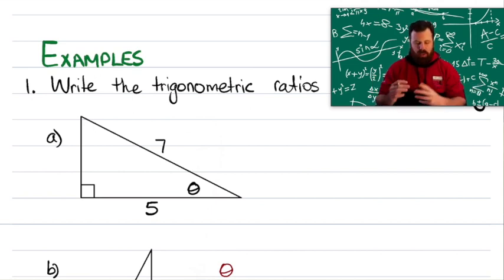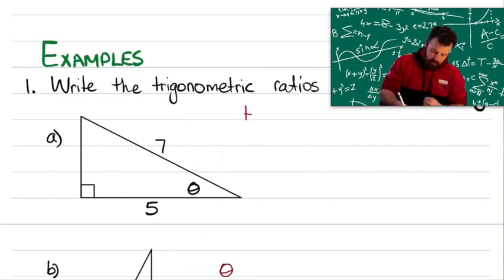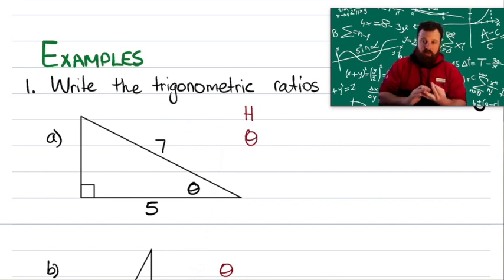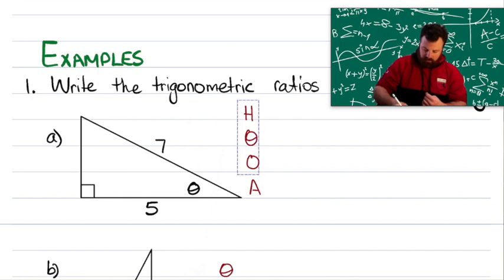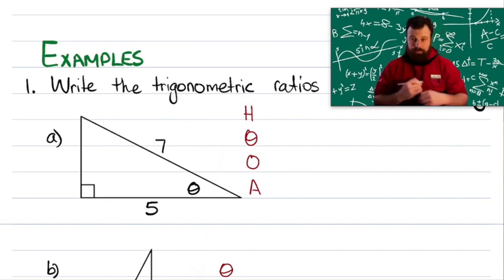setting up my structure. Now, the structure, if we remember back to last lesson, there were 4 steps to labeling the sides of the triangle. And those steps were, what's the hypotenuse? What's our reference angle? Label the opposite side. Label the adjacent side. Those were the 4 steps I asked you to look at.